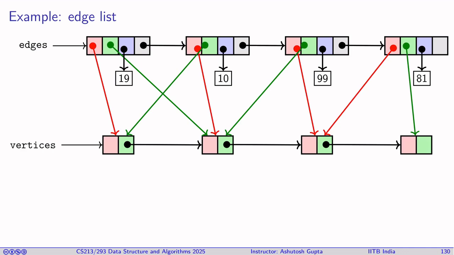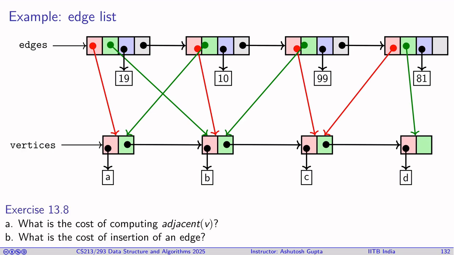The edges may have labels, so we need one more pointer which points at their labels. And vertices may have names, so we need one pointer to point at their names. So what is the cost of computing adjacent V? Given the vertex V, you want to find out which are its neighbors. This is quite an expensive task. You need to traverse all the edges to find where each node occurs.